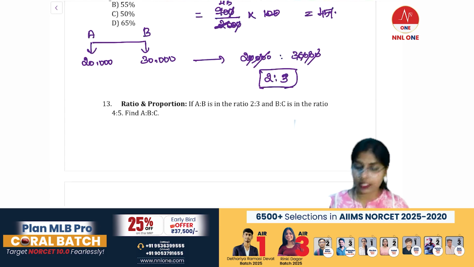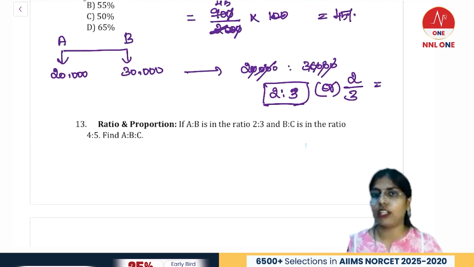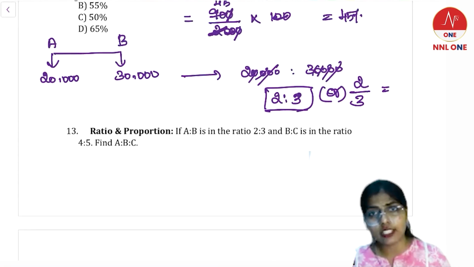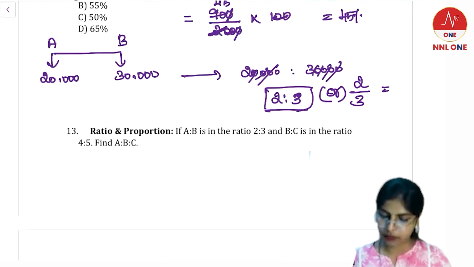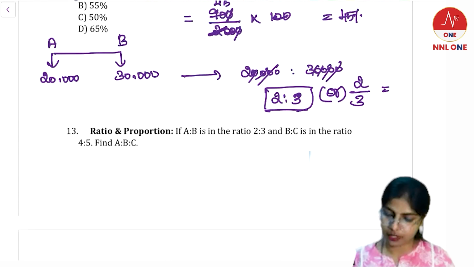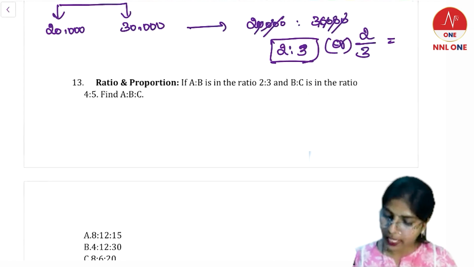It can also be written in the form of a fraction, 2 by 3. Okay, but a ratio should definitely not be in fraction. If it is in fraction, you have to find the LCM, you have to normalize it into normal numbers, and then find the answer. With this, we'll move on to the sums. If A is to B is in the ratio 2 is to 3 and B is to C is in the ratio 4 is to 5, find A is to B is to C.